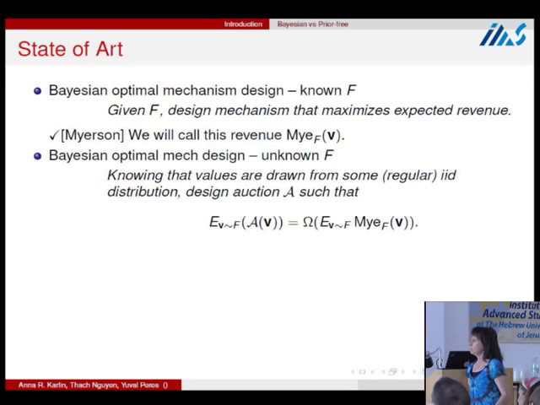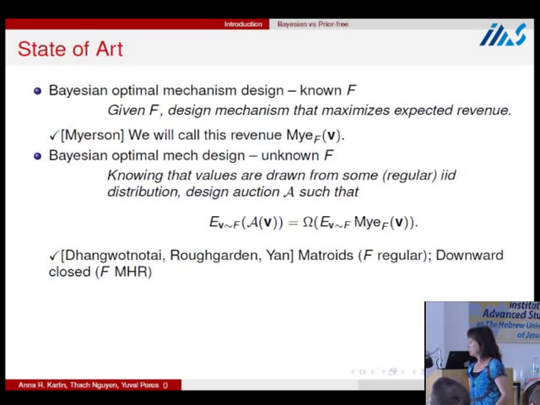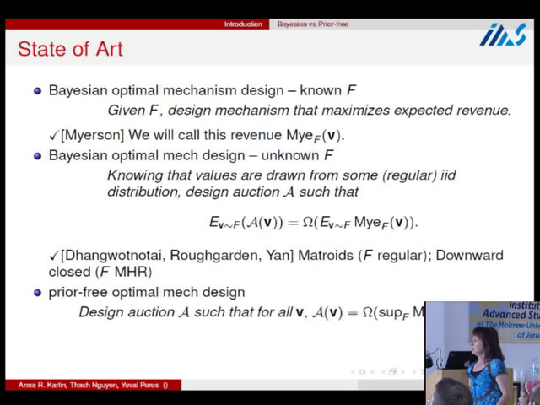And in fact, such results have been obtained. I think some of the strongest results are in this paper by Dhangwatnotai, Roughgarden, and Yan, who were able to get a constant factor for matroids when the prior distribution is regular, and for downward-closed settings when the prior distribution is MHR. Okay, so that's that.